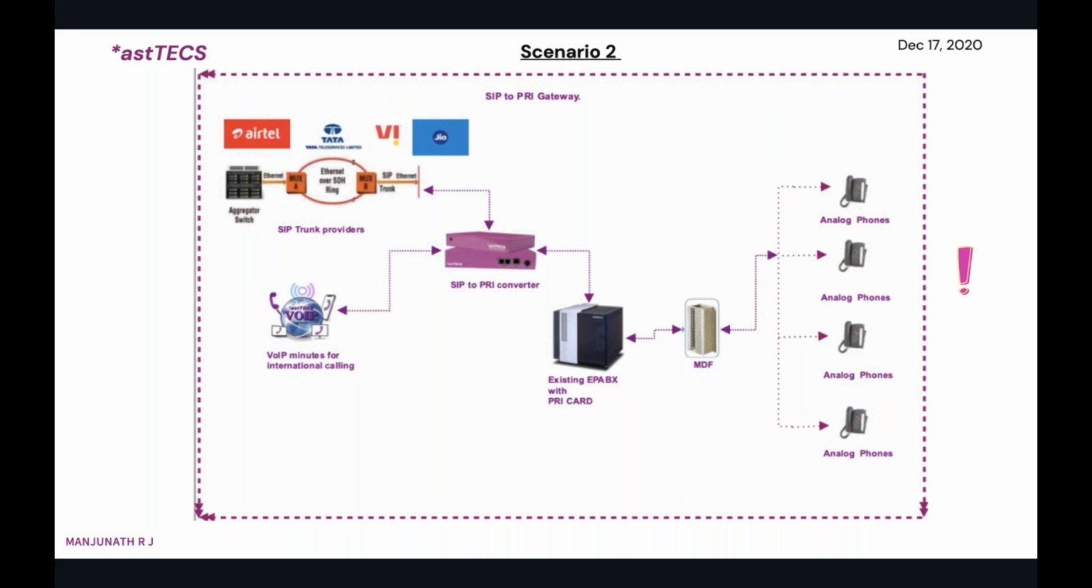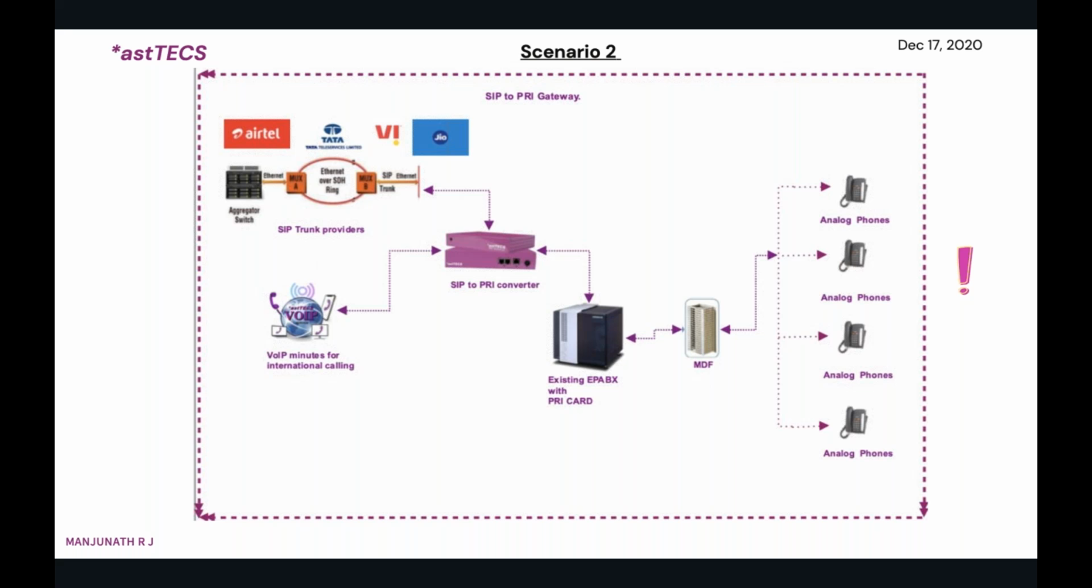This is the scenario I'm trying to show here. There are two scenarios. One, domestic calls: they will run from your SIP trunks, whatever you are buying from the local provider. Along with that, you can still make international calls. You can buy VoIP minutes from providers in the local market. Even astTECS also provides VoIP minutes. So you can use the VoIP minutes to make international calls from your existing EPABX. Those are the facilities that we have. And definitely this gateway has a lot of control to manage it however you want.